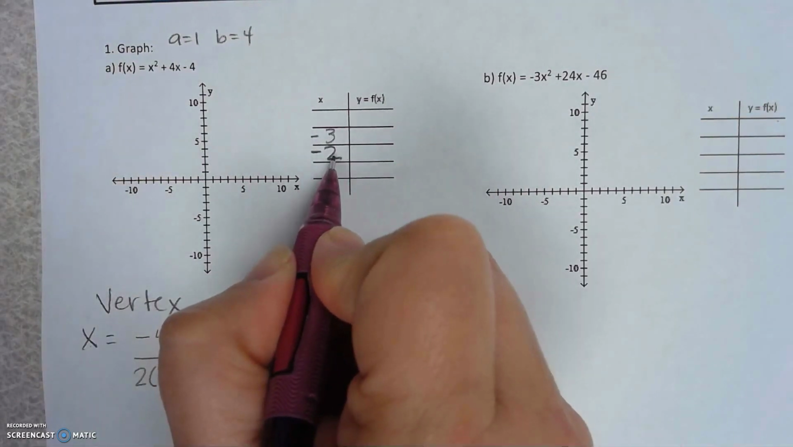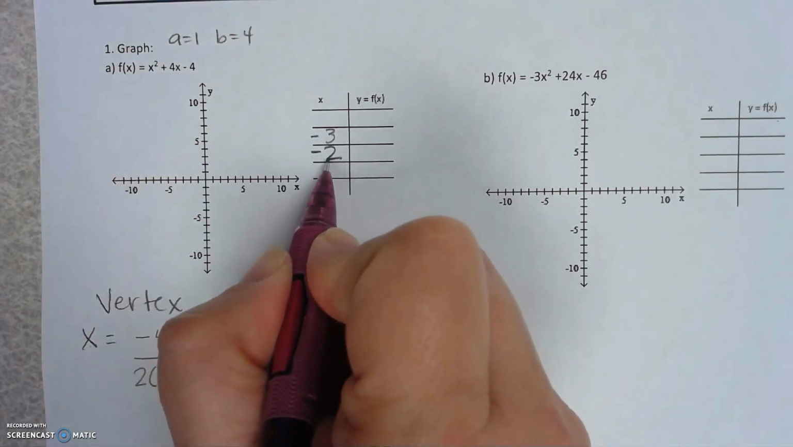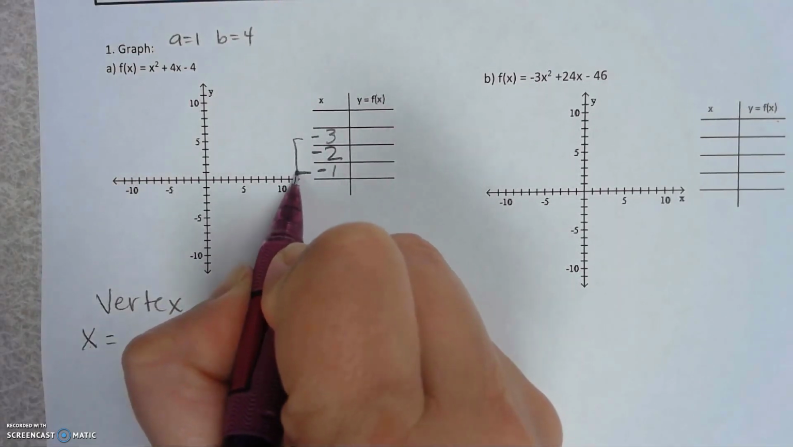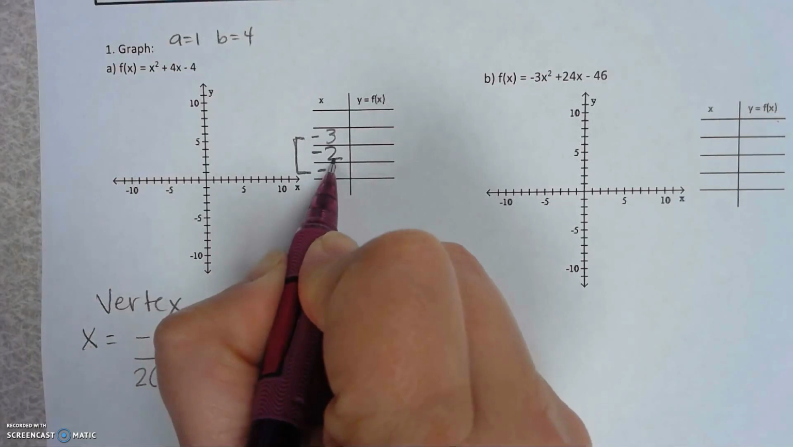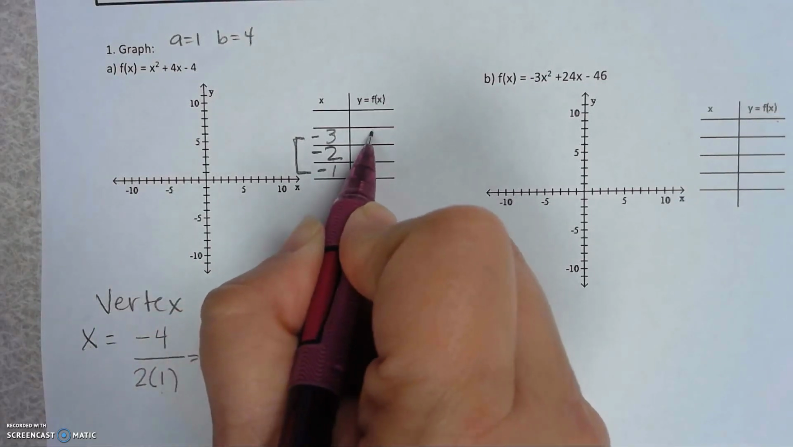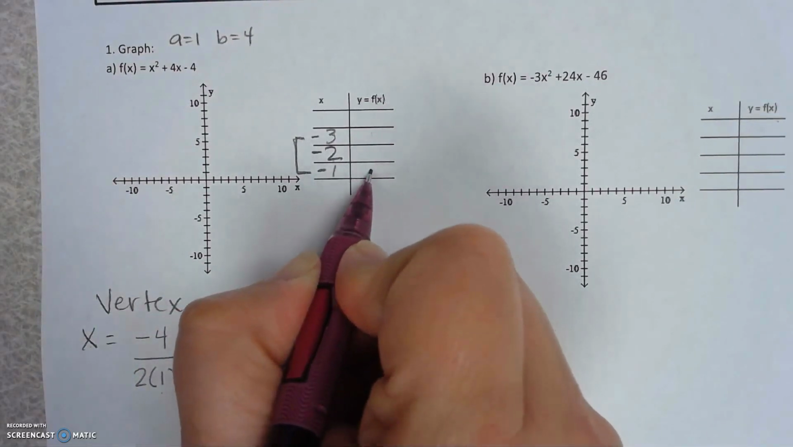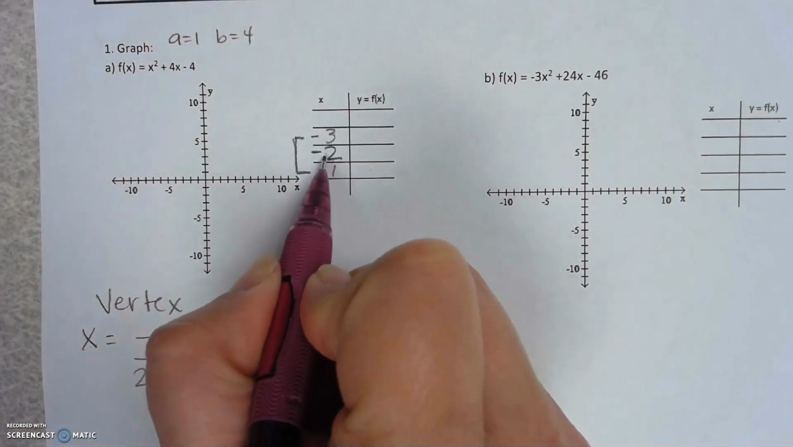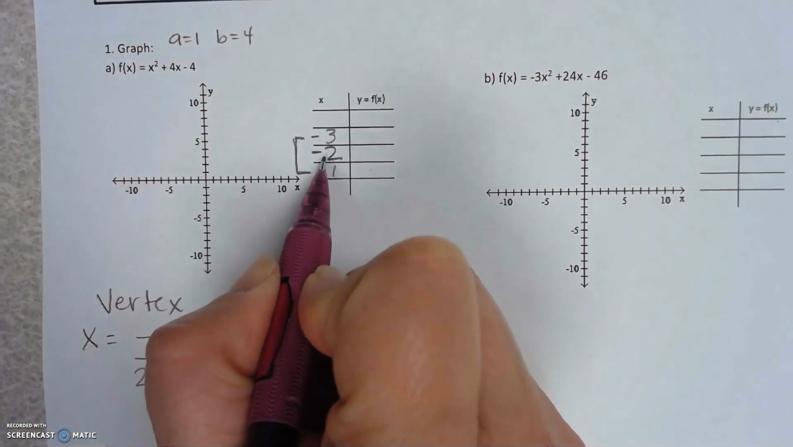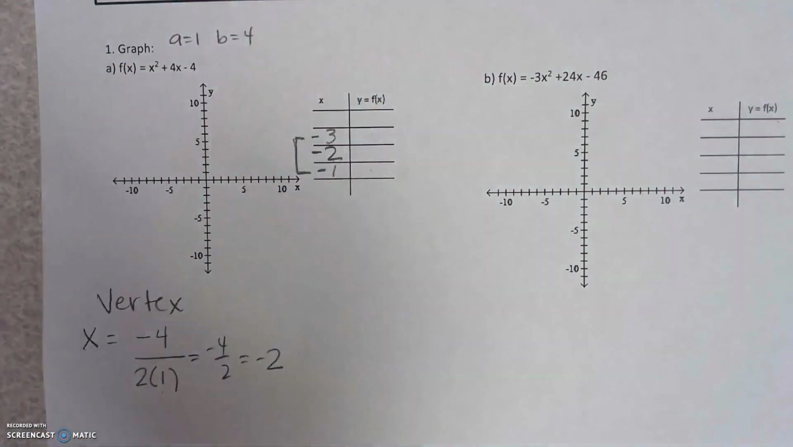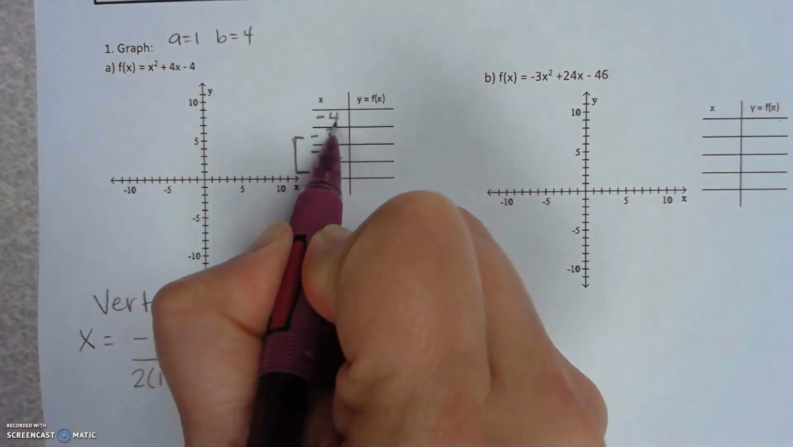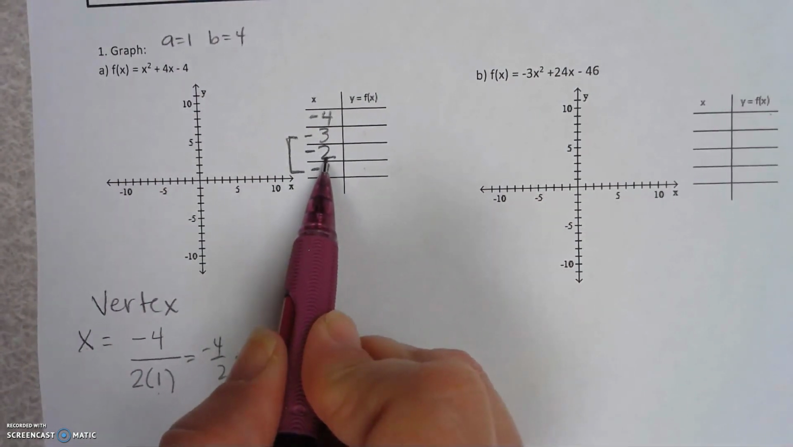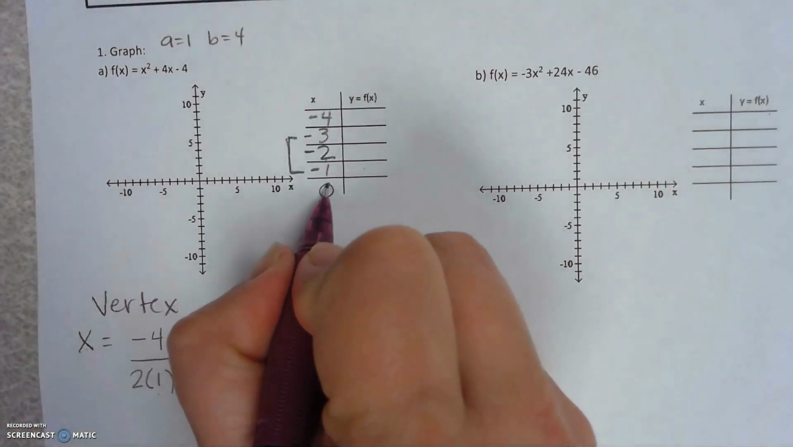And then what number is 1 right of -2? That would be -1. So these 2 values here, because they are the same distance from -2, should have the exact same y value. So I only need to plug in one of them. Then if I think about what number is a distance of 2 from -2 to the left, that would be -4. And from my vertex, 2 to the right would be 0.